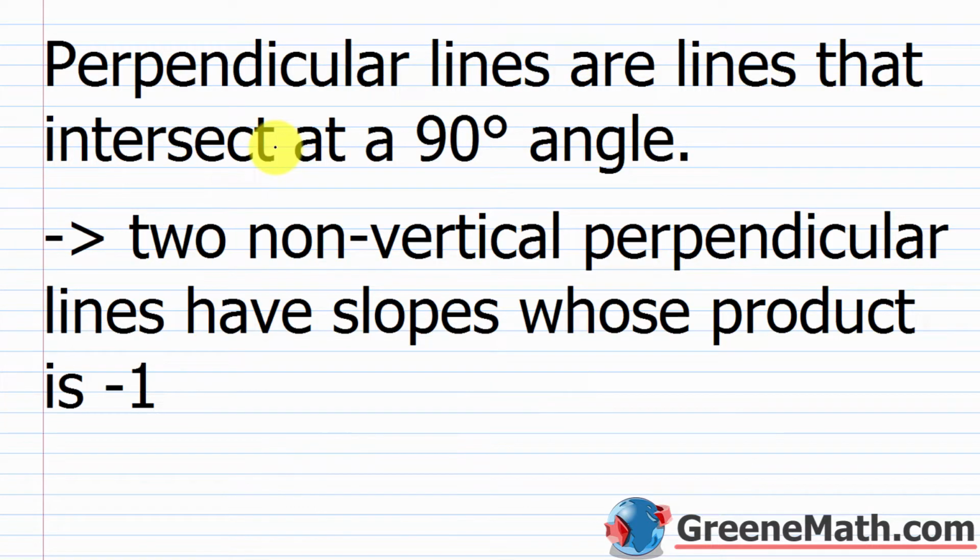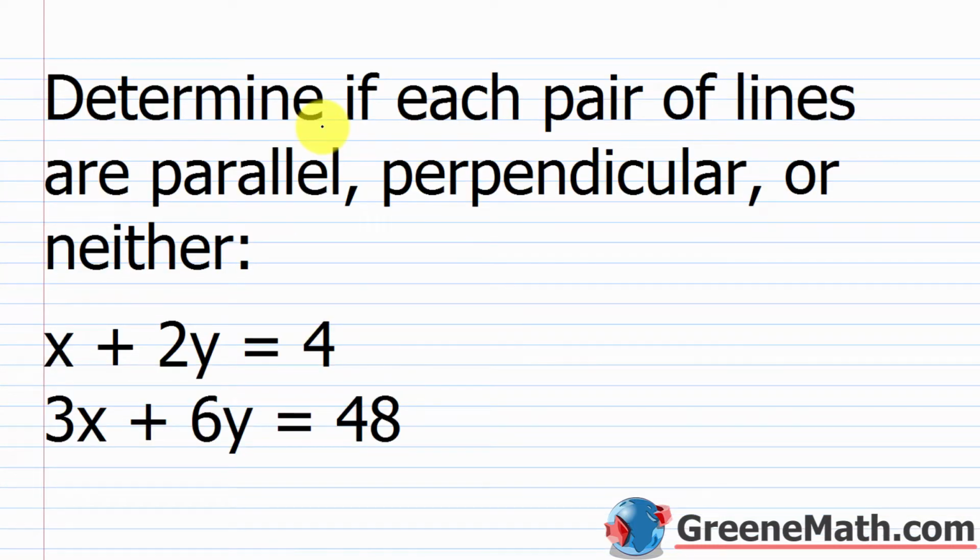So then the other thing we want to talk about are perpendicular lines. And perpendicular lines are lines that intersect at a 90-degree angle. Okay, they intersect at a 90-degree angle. So two non-vertical perpendicular lines have slopes whose product is -1. So specifically, if I take two non-vertical perpendicular lines and I grab their slopes, I multiply them together, the result is always going to be -1. So we're going to look at a few examples here. Not really a difficult concept whatsoever.